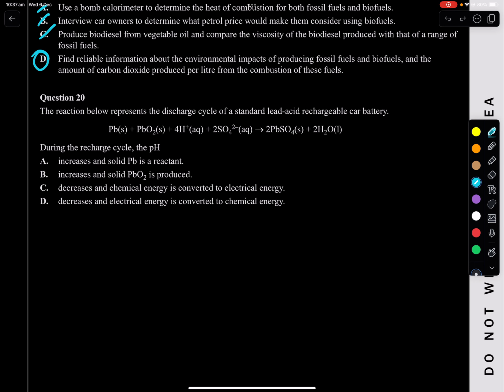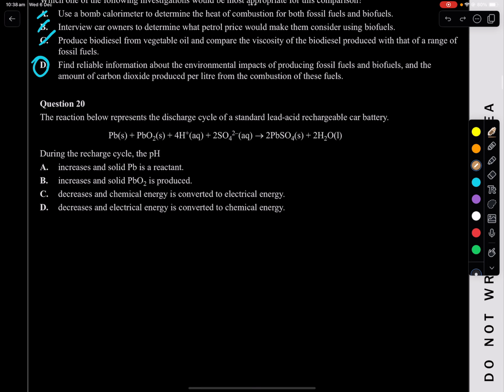Question 20. The reaction below represents the discharge of a standard lead-acid rechargeable car battery. So we have this. Okay, so this is the discharge equation. And during the recharge cycle, the pH will what? Okay, so what's going to happen in the recharge? So remember, discharge is like the reaction going forward. The recharge is going to be backwards. So these products are going to be your reactants in this case.